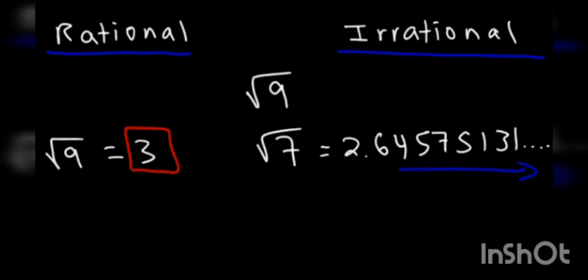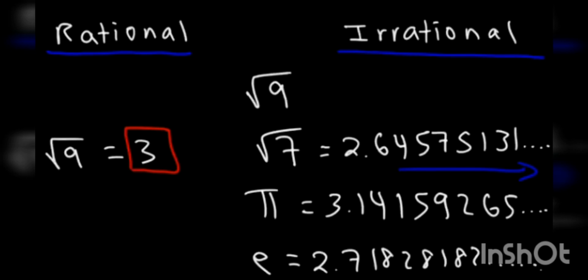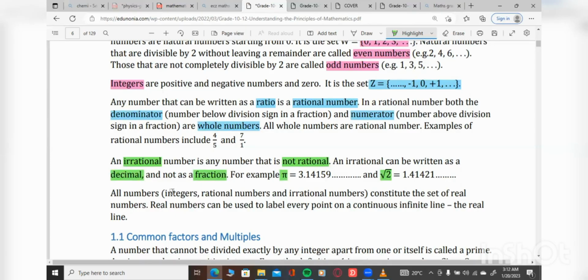Let's also check pi. When you calculate pi on your calculator, you're going to find that it also gives you a decimal that does not end: 3.1415926 and so on. That just shows that pi is also an irrational number. The other one is e. When you calculate e on your calculator, you're going to find that it is also a decimal that does not end.